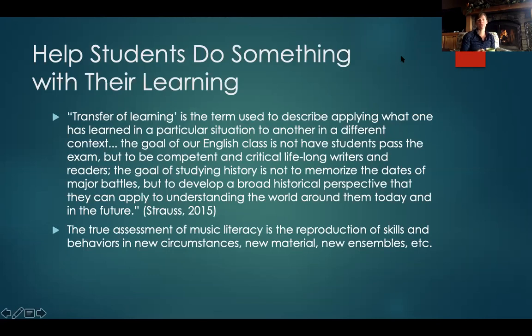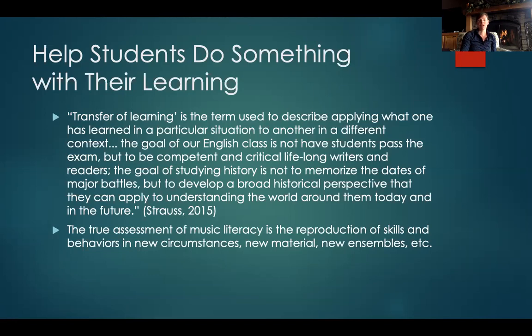Help students do something with their learning. This is a quote from my research paper, and I thought it was interesting because we've been talking about this all semester. The transfer of learning is the term used to describe applying what one has learned in a particular situation to another in a different context. The goal of our English class is not to have students pass this exam, but to be competent and critical lifelong writers and readers. The goal of studying history is not to memorize the dates of major battles, but to develop a broad historical perspective that they can apply to understanding the world around them today and in the future. You can see that citation in my research paper that's attached to this discussion post.